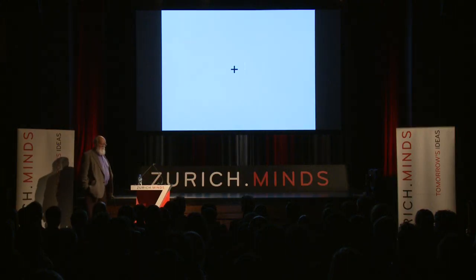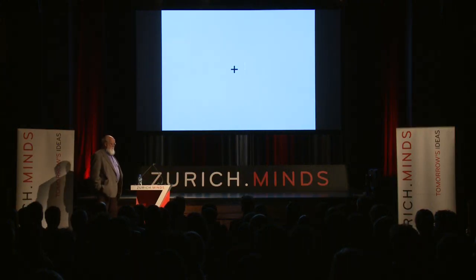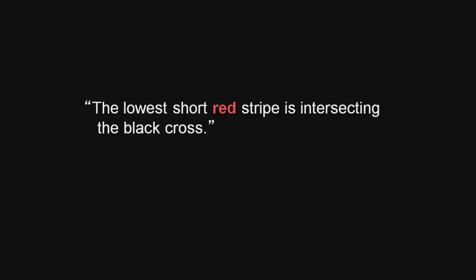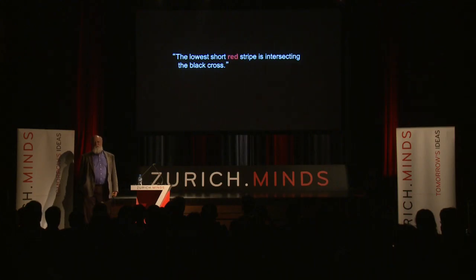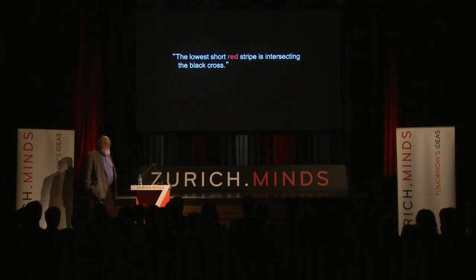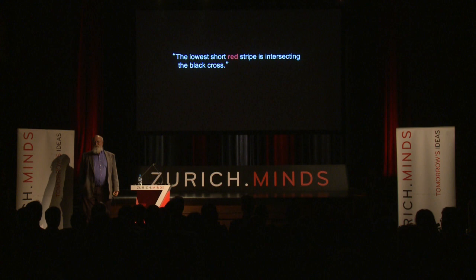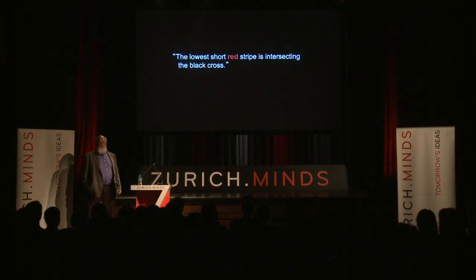What did you see? Did you see it? Okay, you all saw the flag. Very good. How many of you would agree with this statement? The lowest short red stripe is intersecting the black cross, or was intersecting the black cross. Well, if you saw it again, I think you would agree. We could do that, but let's not. We'll just charge ahead. I'm supposing that you would agree that the shortest red stripe was intersecting the black cross.